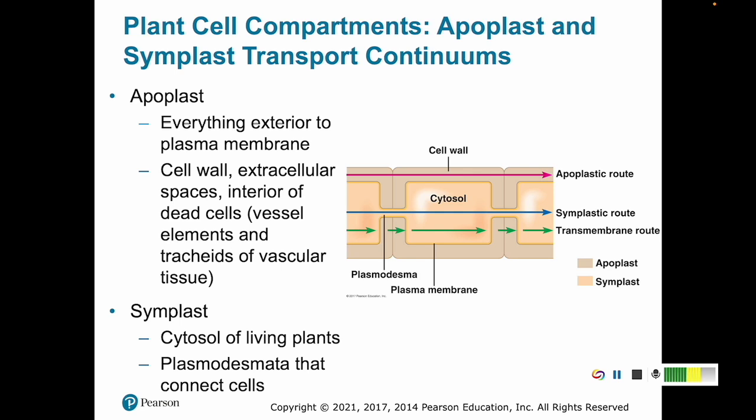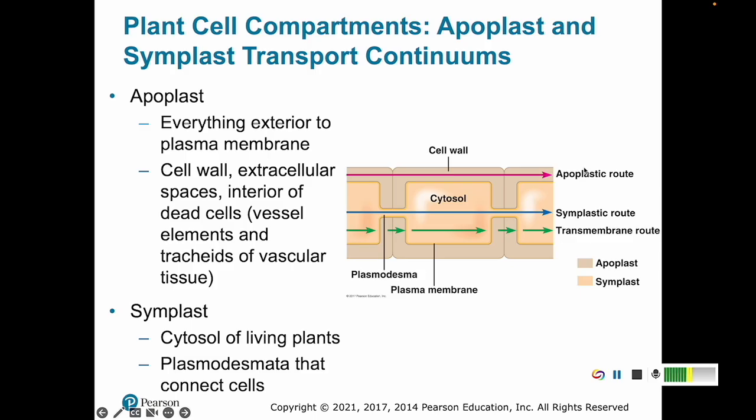So the apoplast is going to be everything exterior to the cell membrane. This would be the space that the cell wall takes up, extracellular spaces, and also dead cells, the interior of any dead cells, such as vessel elements or the tracheids of vascular tissue. So if water and nutrients are going through the apoplastic route, they're not going into cell membranes. They're just going from cell wall, cell spaces. Just that is the apoplastic route.